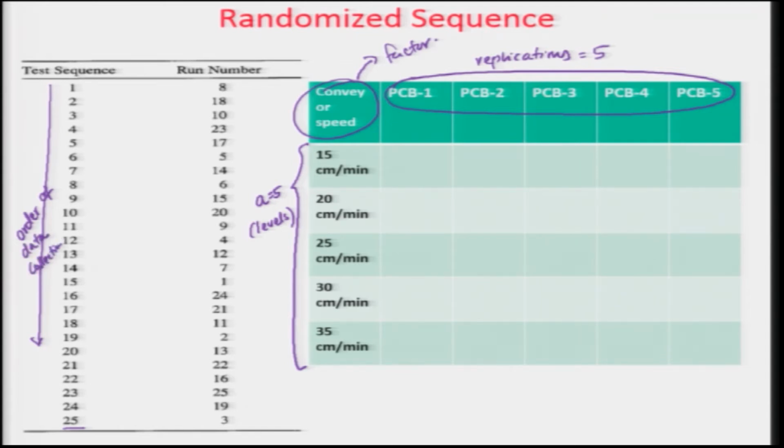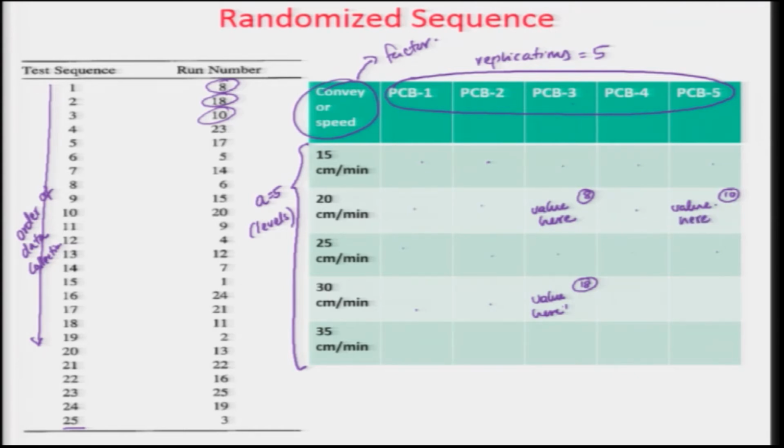So, the number 1 is run number 8. That is 1, 2, 3, 4, 5, 6, 7, 8. So, this is my 8. I take this one, run it at 20 centimeters per minute, use this particular PCB, take the data, and put the value here. Then the next one is 18: 8, 9, 10, 11, 12, 13, 14, 15, 16, 17, 18. So, this is 18, and I put the value here. Then it is 10: 8, 9, 10. So, here you have your 10, and you put the value here.